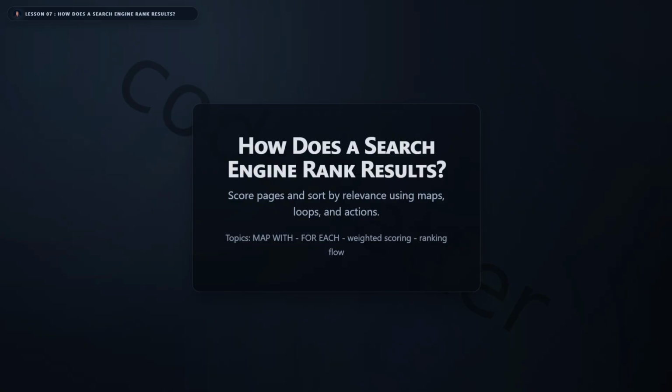Welcome to Lesson 7. When you type a query into a search engine, it doesn't randomly pick links. It calculates a relevance score for each candidate page, then shows higher scoring pages first. Today we'll model that ranking pipeline in pseudocode.